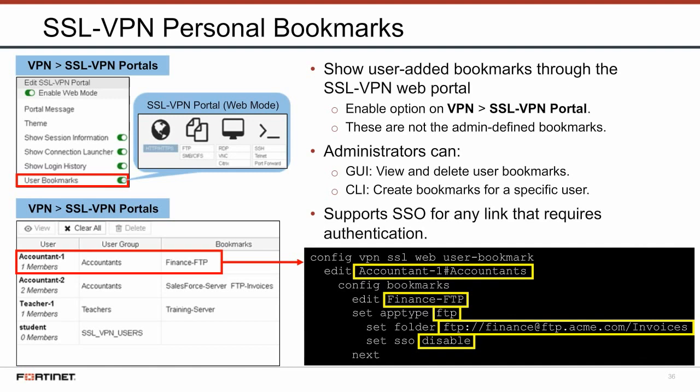On the FortiGate CLI, you can create bookmarks for each user. These bookmarks will appear even if the User Bookmark option is disabled in the portal, because that option only affects the user's ability to create and modify their own bookmarks, not administrator-defined bookmarks. Depending on the type of bookmark you want to create, you may need to configure additional information that the application requires, such as URLs for websites and folders for FTP sites.